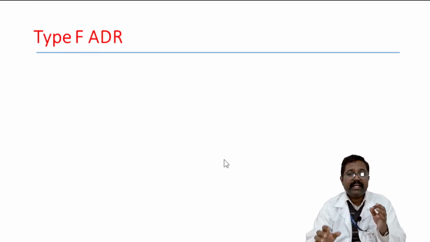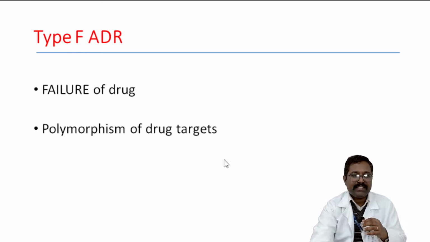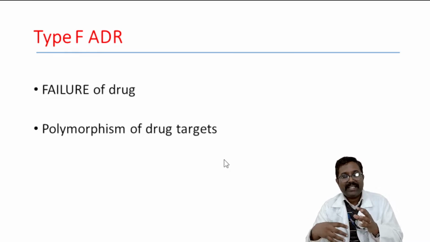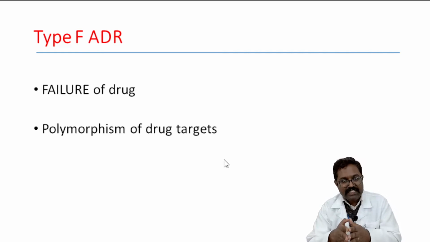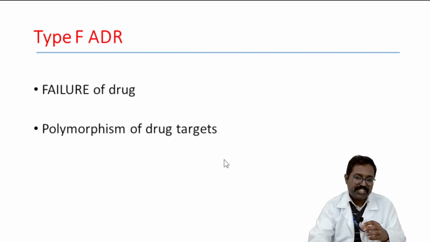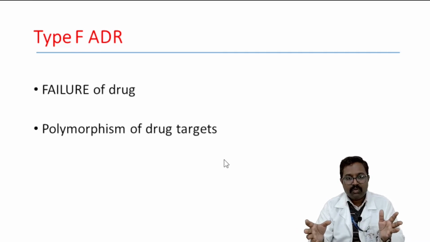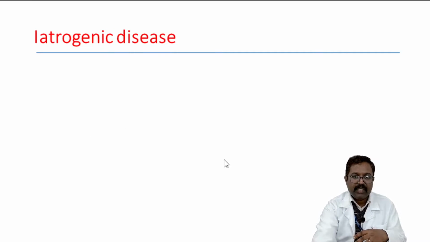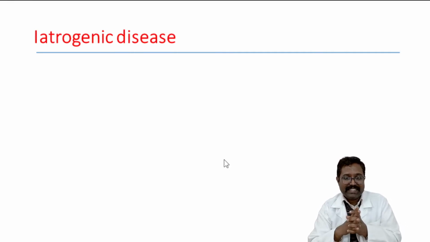Next, we have a type F ADR, that is failure of drug. So there can be polymorphism of drug targets. Even if you give a drug, the drug will reach the target but is not able to either activate or inhibit the target site because of the polymorphism in that receptor or enzymatic conformation, which leads to the failure of the drug response. Coming to the iatrogenic disease.